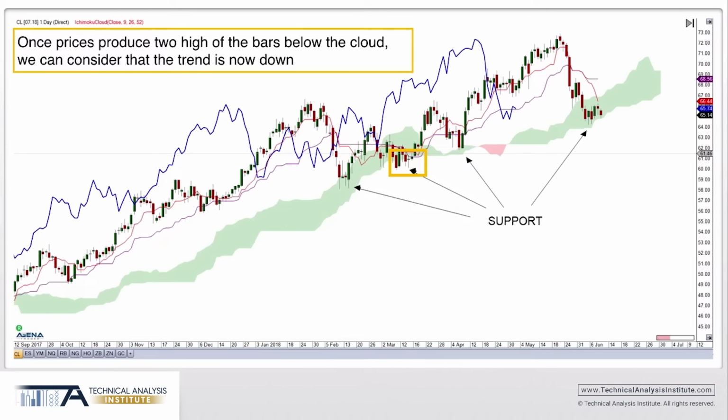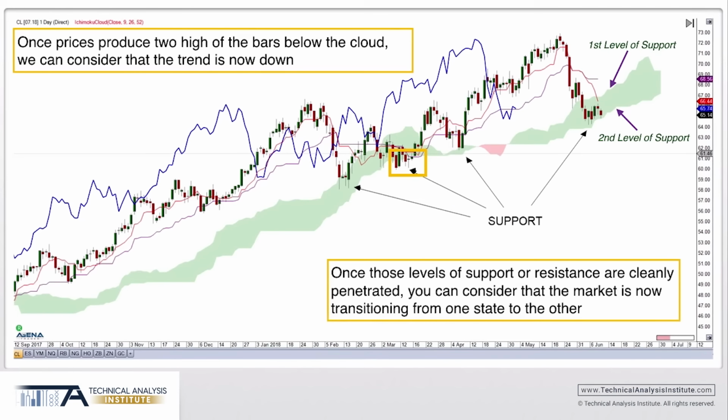But as a general rule, you can consider that if the market is in an uptrend, the top of the cloud will be the first level of support, and the bottom its second level of support. Once those levels of support or resistance are cleanly penetrated, you can consider that the market is now transitioning from one state to the other.